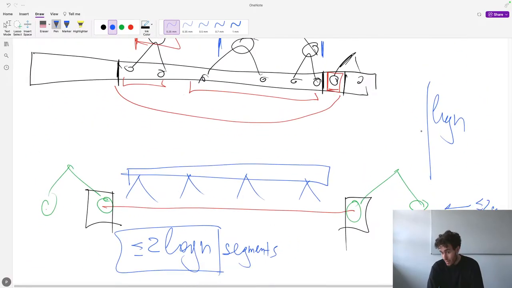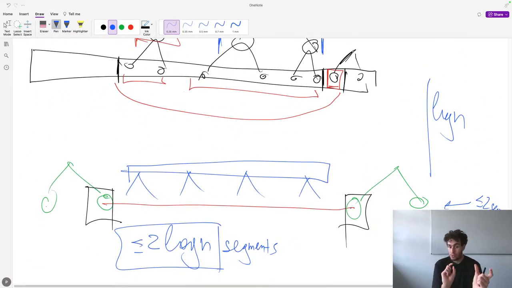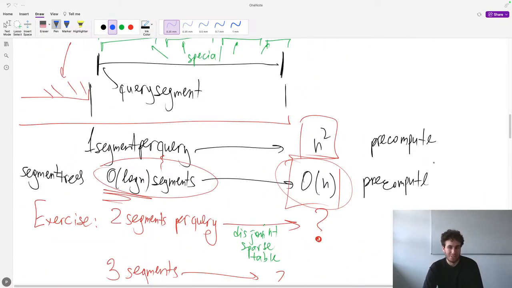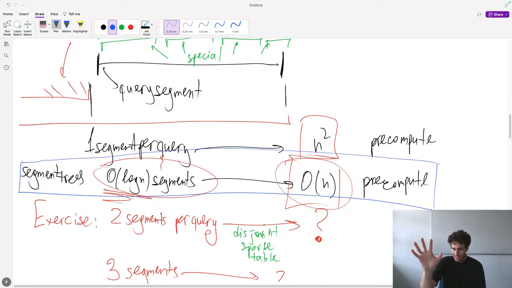Because the depth is logarithmic, and on every level I took at most 2 segments, in total I take all of log n segments. And this is the last thing that I promised you, right? I promised that we're gonna pre-compute a linear number of segments, and every query segment can be constructed using a logarithmic number of pre-computed ones.